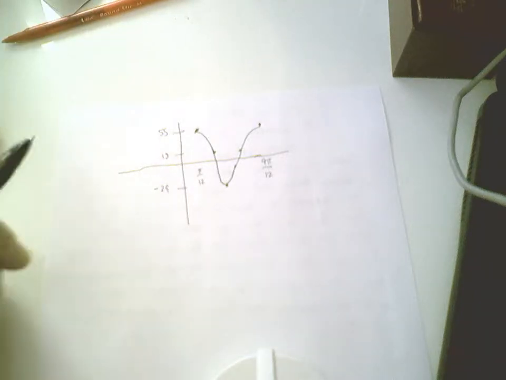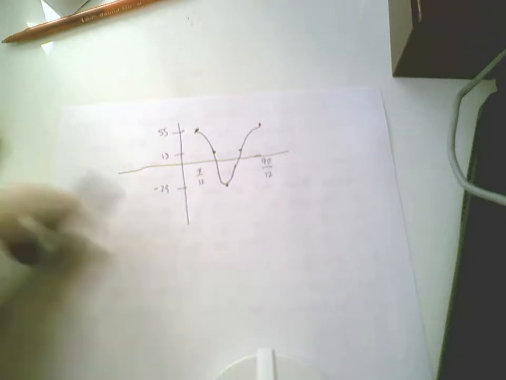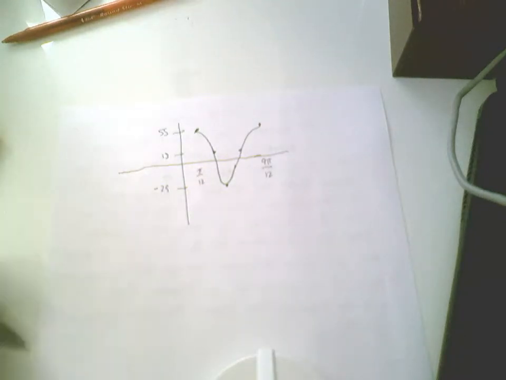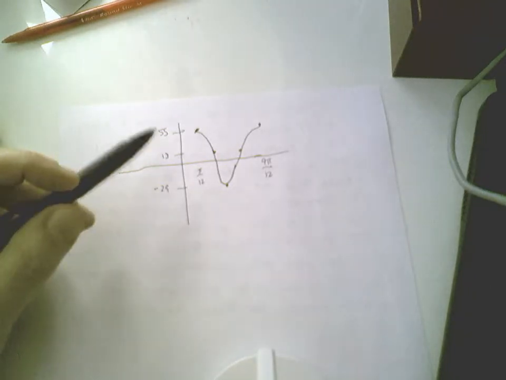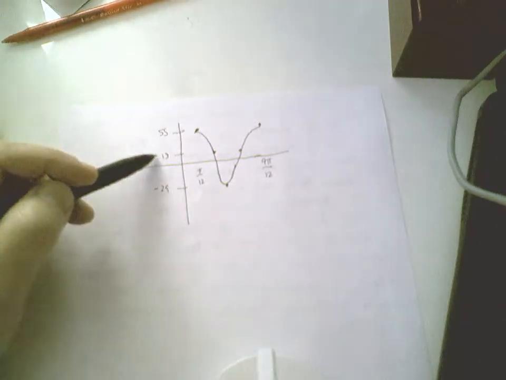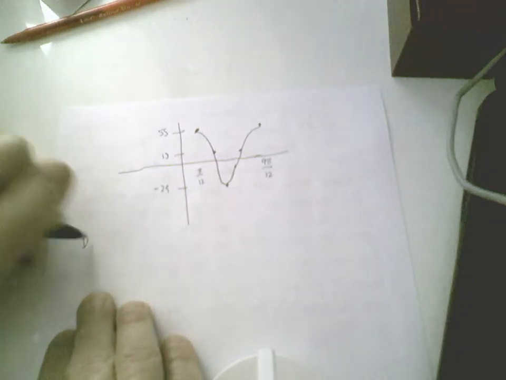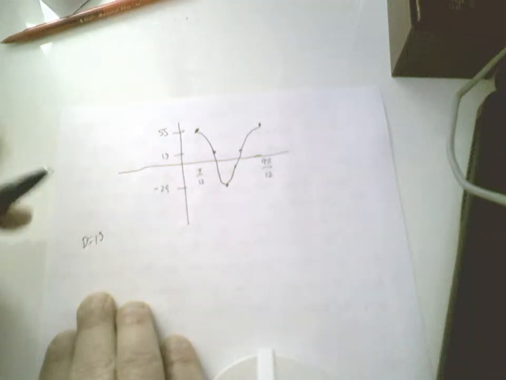So now let's work in a couple different ways. I have a graph that's built here. I want to build the equation that models this. Let's see if we can do it. What do I notice in this graph? I notice I have a midline at 13. D equals 13.